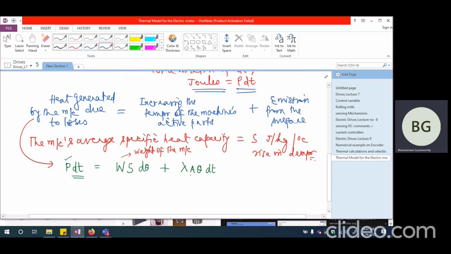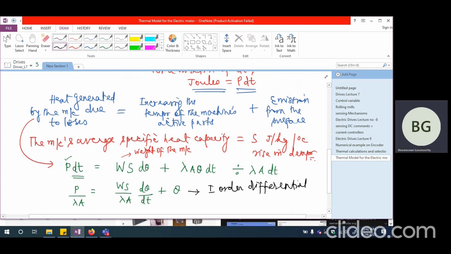Okay, so I can just write this. Let me divide this entire equation by lambda A dt. So I should be able to write this as P divided by lambda A is equal to Ws divided by lambda A multiplied by d theta by dt plus theta. So this happens to be a first order differential equation that is describing the thermal behavior of this electrical machine.